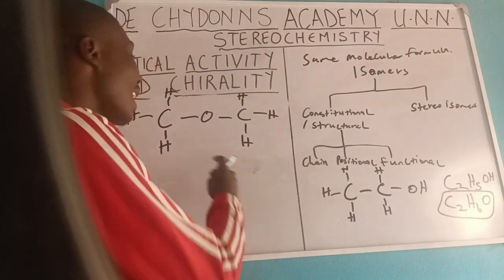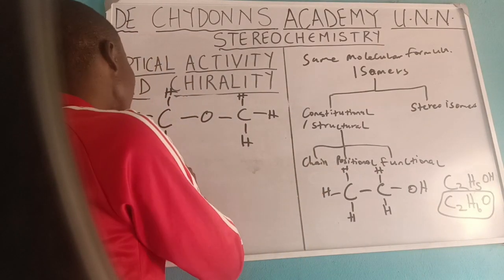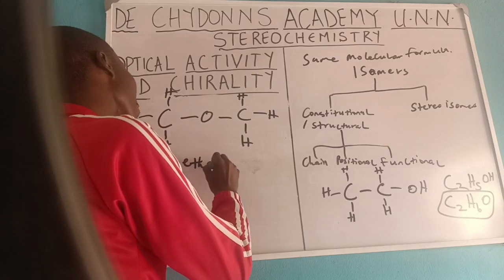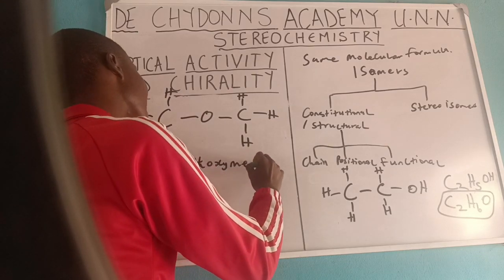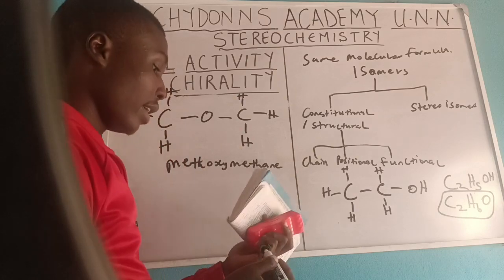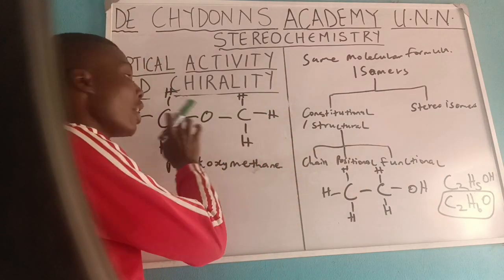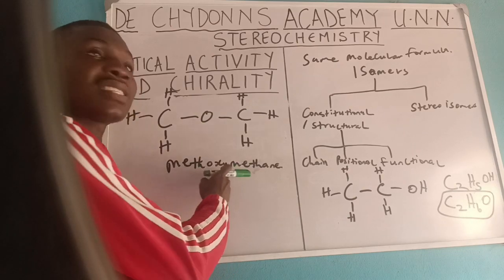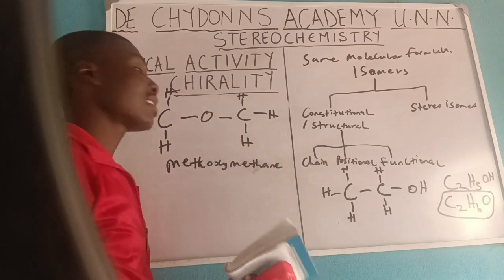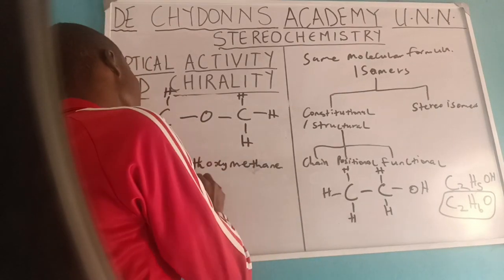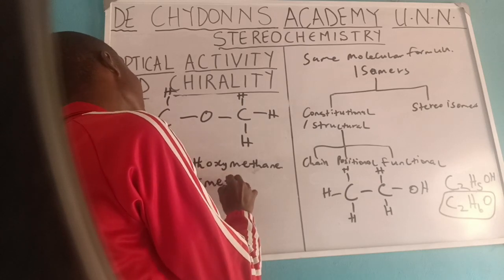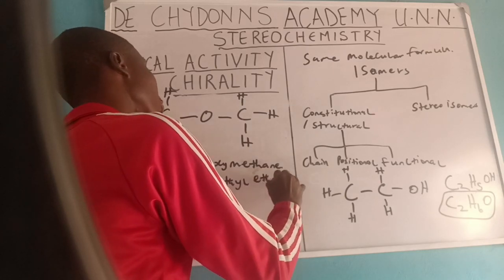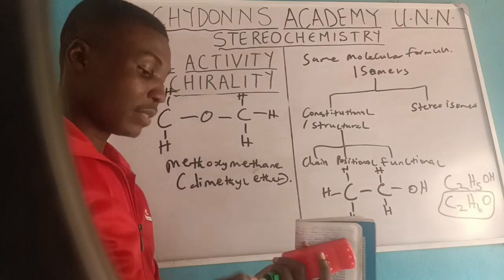This happens to be an ether, and we call it methoxymethane because we have a methyl group here. We also have a methyl group here, methyl. So this is methoxymethane. The old name for this happens to be dimethyl ether, showing the functional group which it belongs to.